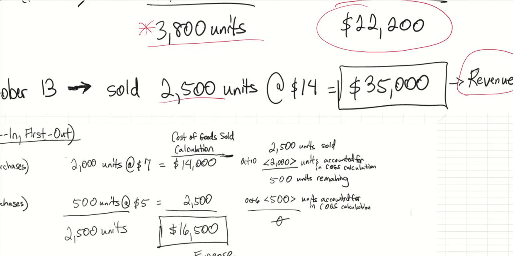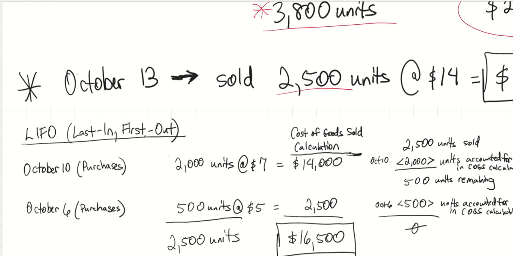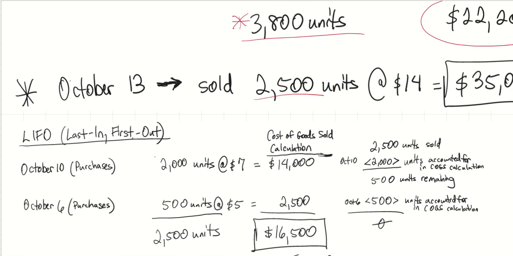Now, let me zoom in here. Under the LIFO method, well, first, it stands for last in, first out. This is where it is assumed that the most recent purchases included in the inventory account were sold first. I'll say that again. This method assumes that the most recent purchases included in the inventory account were sold first. So this is the opposite of the FIFO method.